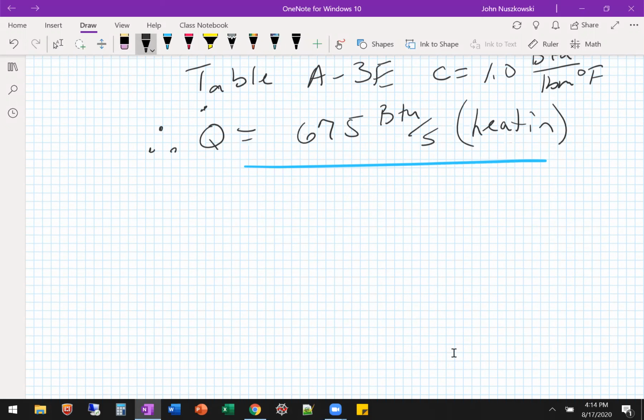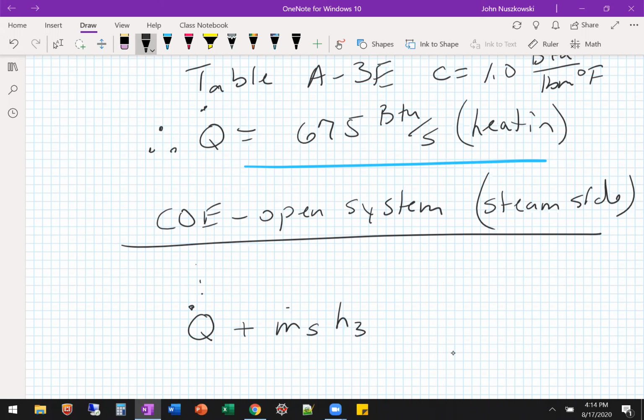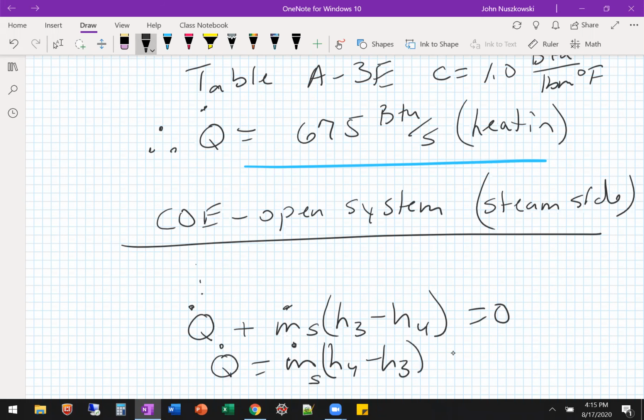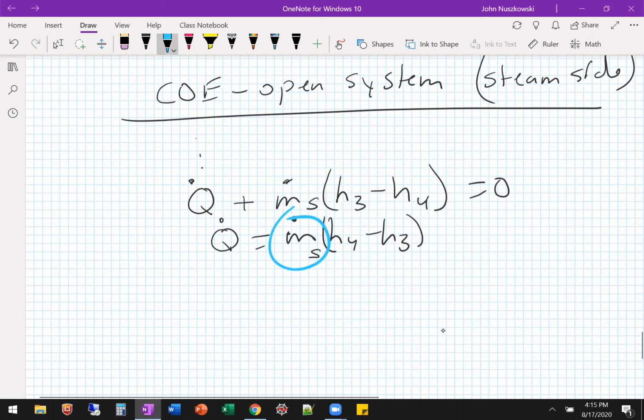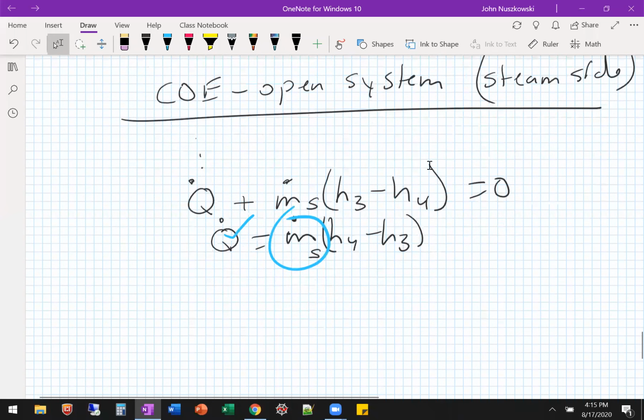So part B is the mass condensation rate of the steam. That's just doing the conservation of energy for the open system on the steam side. So now our boundary is the steam. We're going to end up with the mass flow rate, the rate of heat transfer, and steam H3 minus H4. So similar kind of simplification that we saw for the water side. Then we're solving for the steam. We have the heat transfer, which ends up being negative 675 because the heat is leaving the steam side. Then we just need our H's.